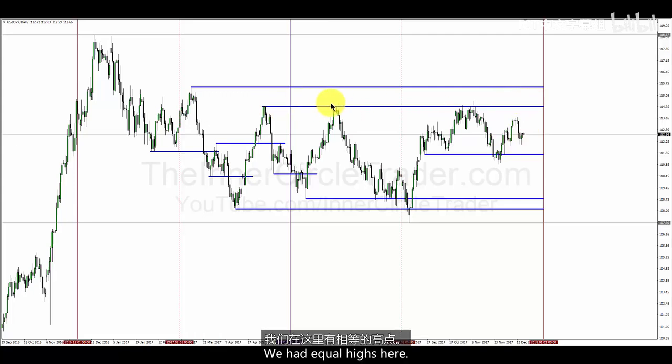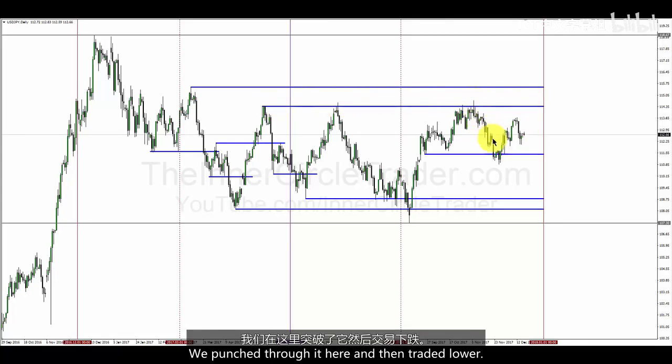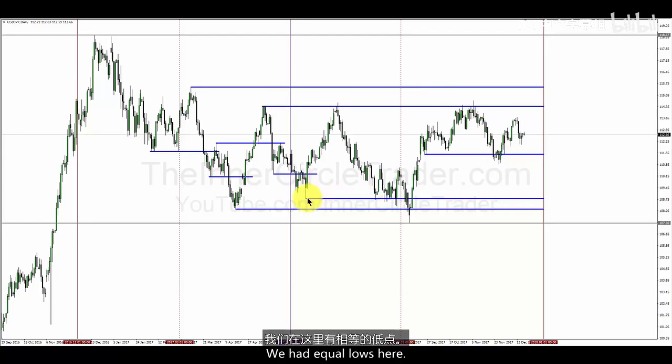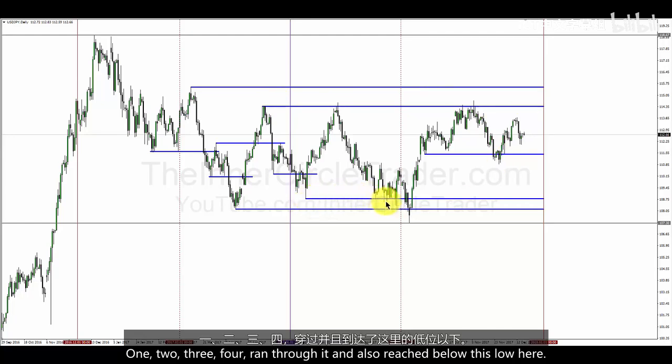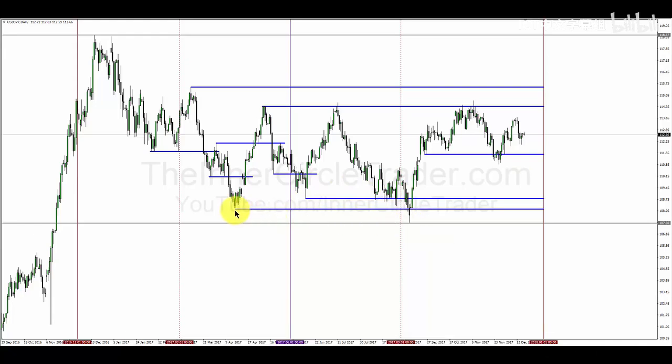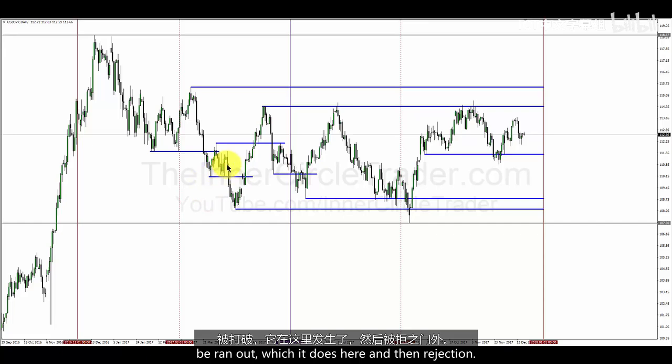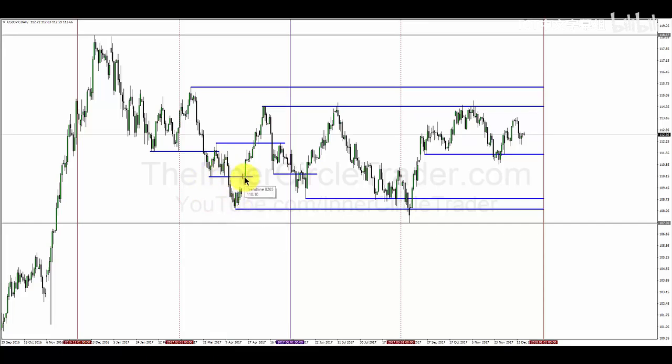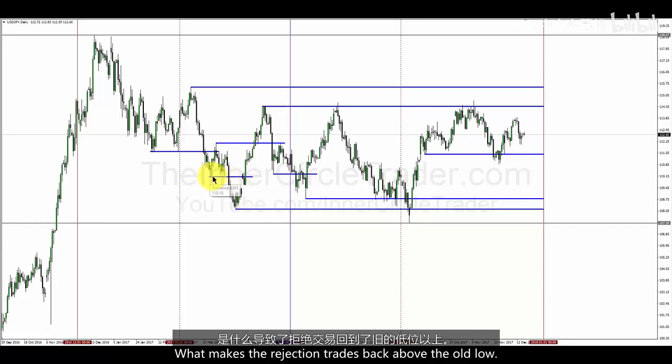We had equal highs here. We punched through it here and then traded lower. We had equal lows here. 1, 2, 3, 4, ran through it and also reached below this low here. So what we're looking for is old lows to be ran out, which it does here, and then rejection. What makes it the rejection? It trades back above the old low.